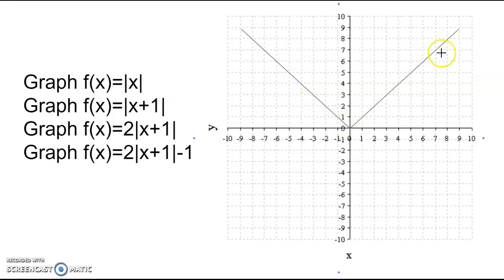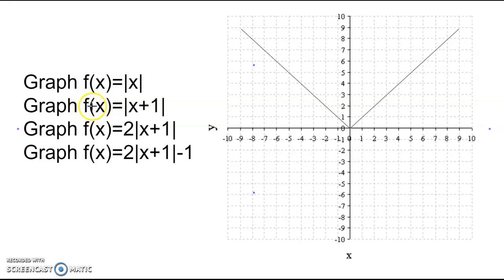So the graph I already drew over here is f of x equals absolute value of x. And essentially anything inside the absolute value is always going to be positive. So even though x is negative 1 right here, y would be 1.